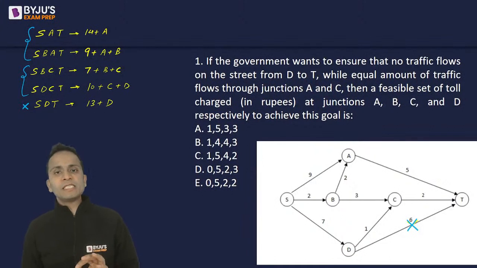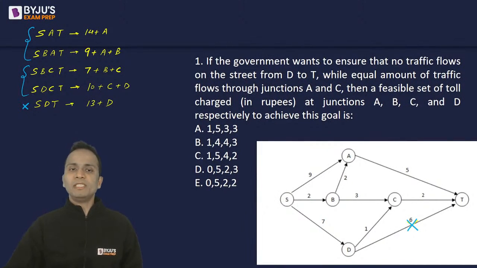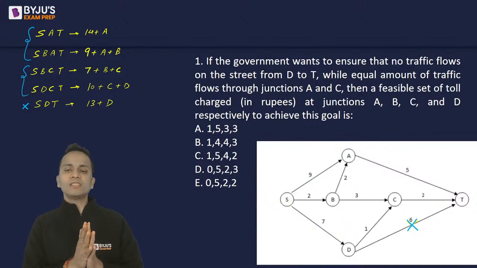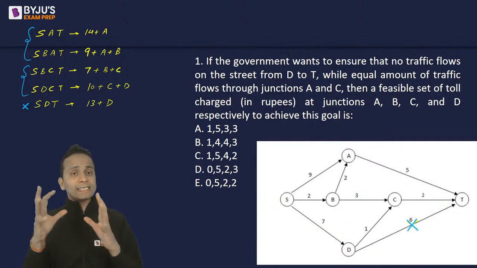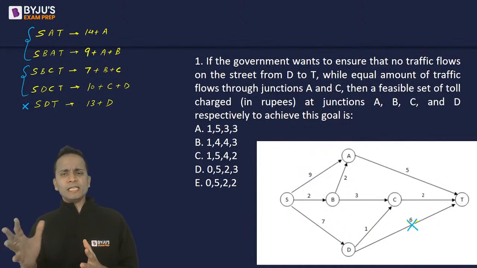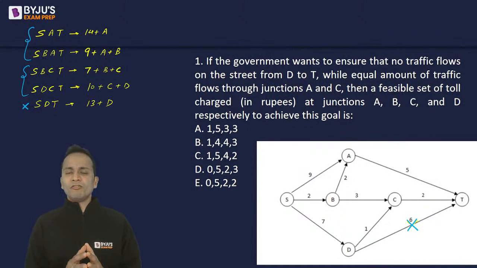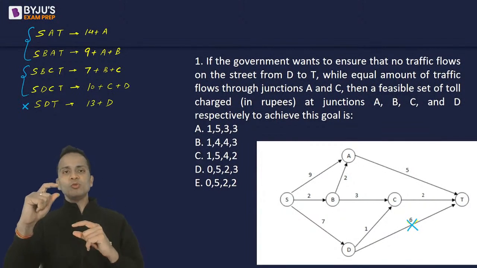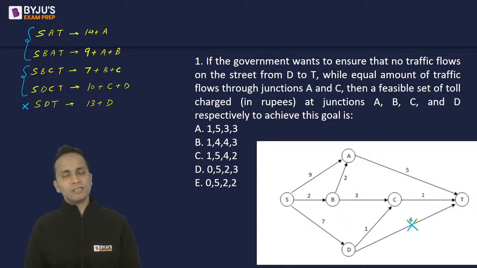Now, then a feasible set of toll charged at the junctions A, B, C, D respectively to achieve this goal should be which of these 5 options? Okay. Now let's work on the agenda here. Agenda is very much clearly mentioned in the question. From junction A and from junction C, we'll have to equally divide the traffic.